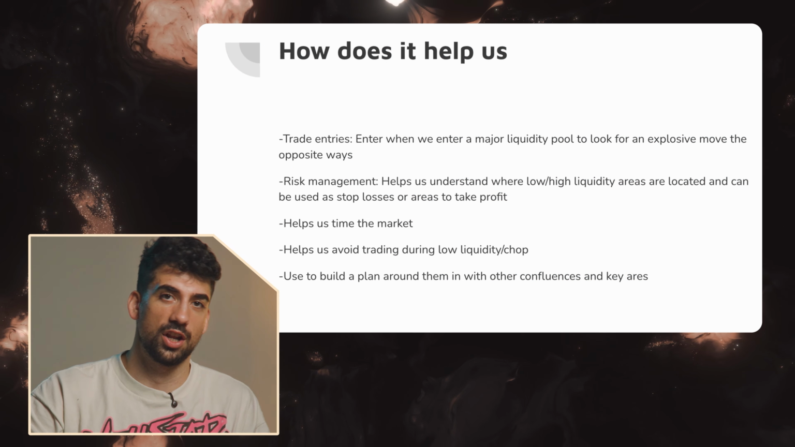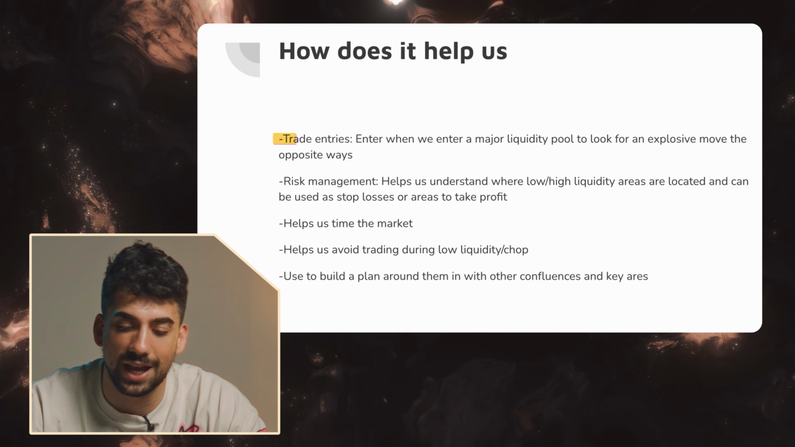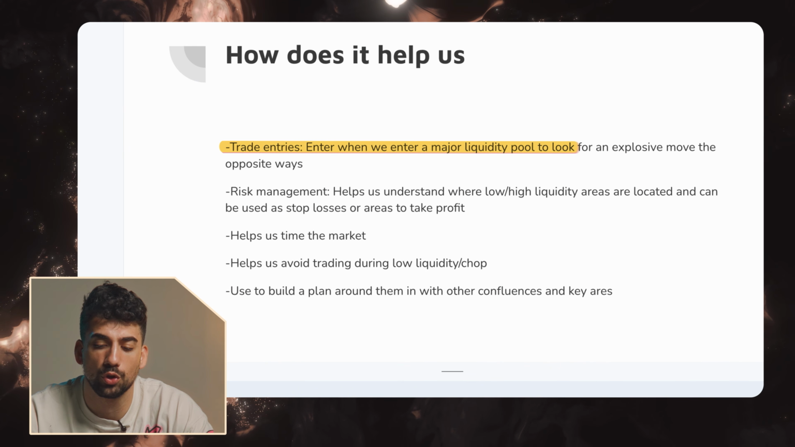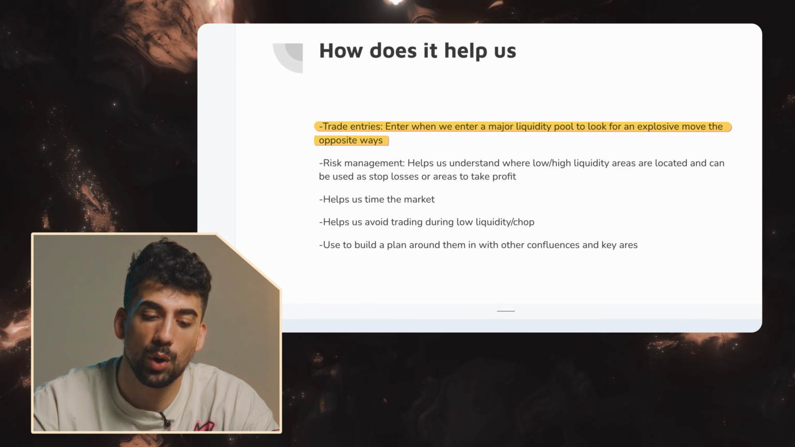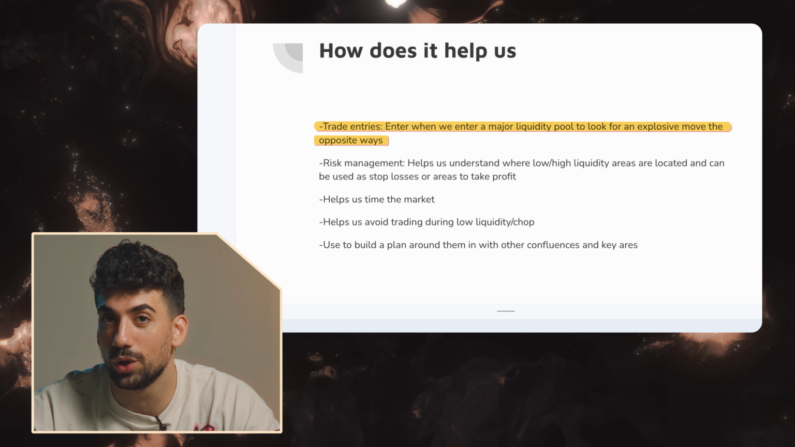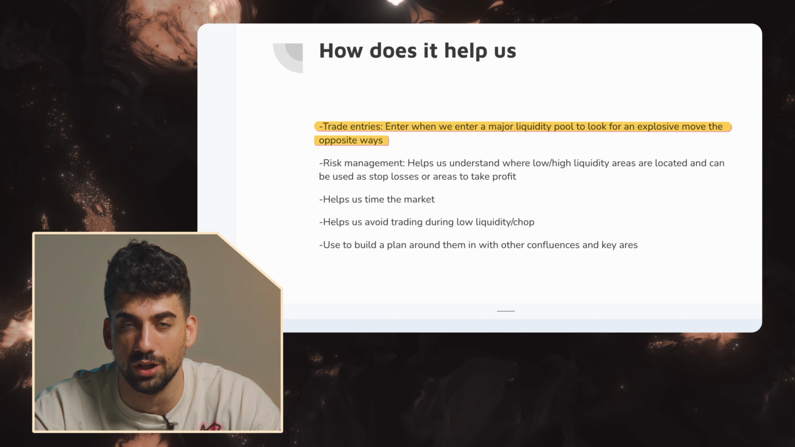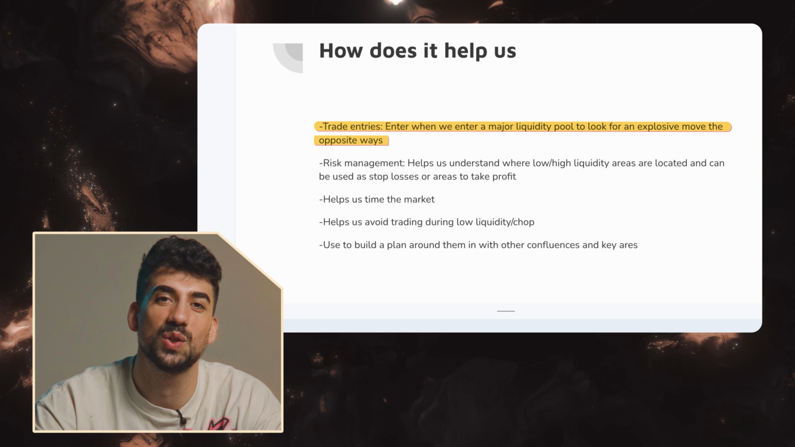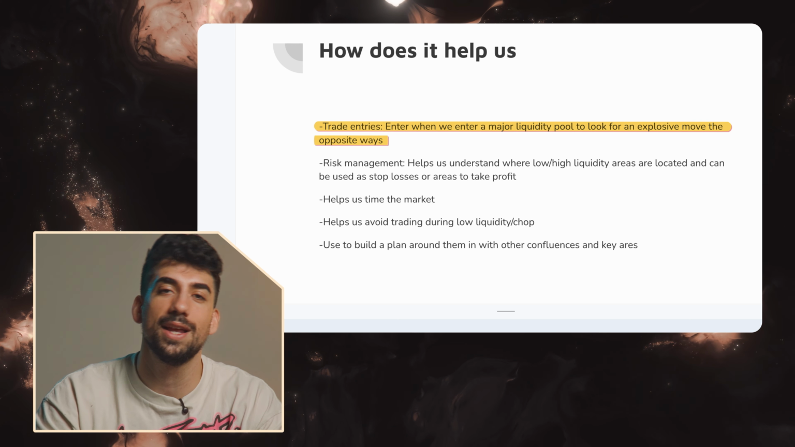Now, how does this actually help us? We understand liquidity is money. How can we use it for trading? Trade entries. We enter a major liquidity pool to look for an explosive move the opposite way. The way that you see those big move down and then V-shapes right back up. More likely, you entered a major liquidity pool that was sticking out and gave price a little strength to move to the opposite direction. Wouldn't it be nice to know when that happens so you can apply it to your trading to catch massive moves? Well, this is exactly what liquidity is going to teach us.